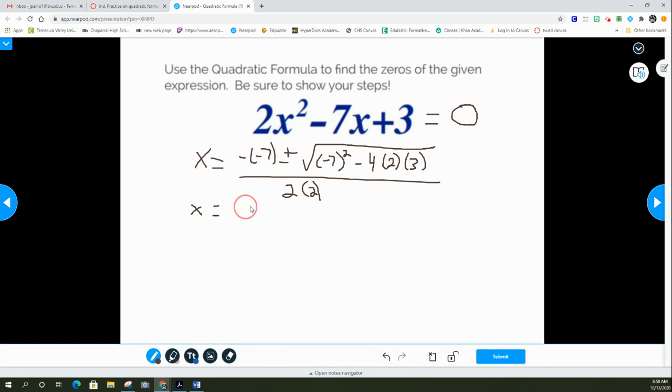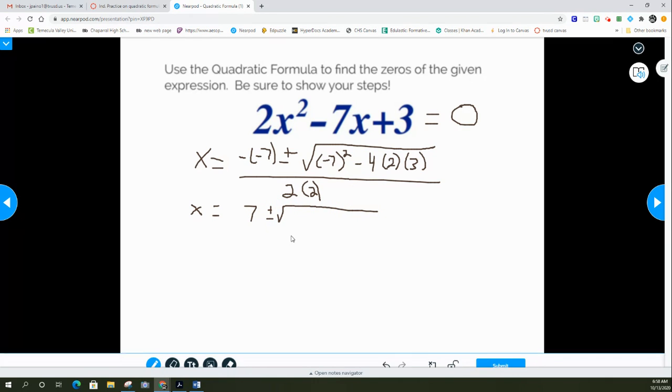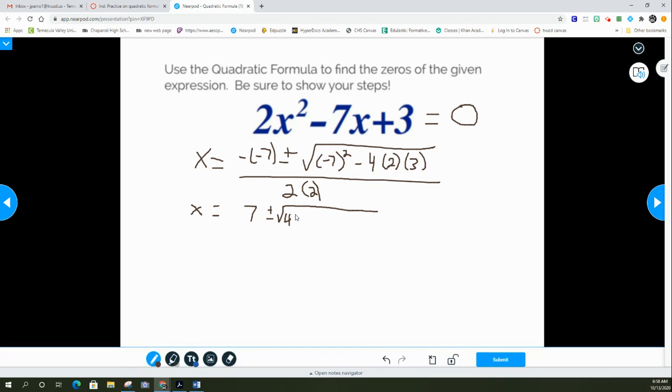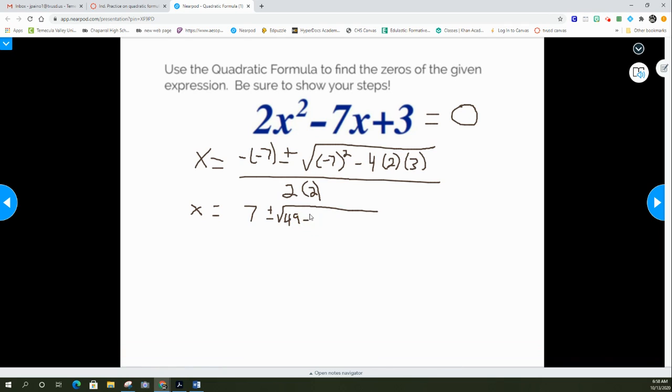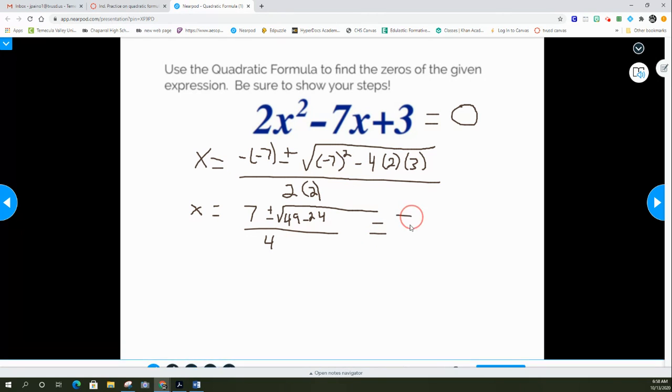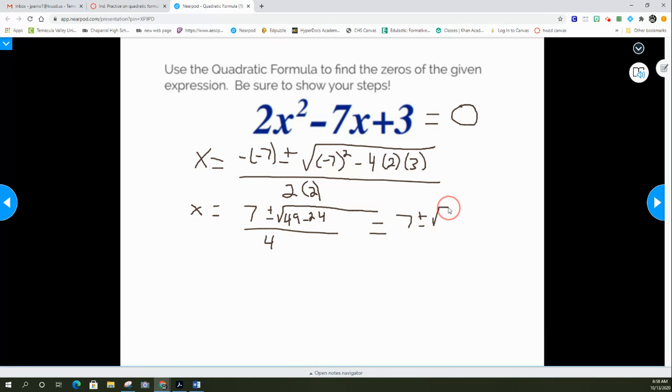So this is positive 7 plus or minus, and then negative 7 squared is positive 49. And 4 times 2 is 8, 8 times 3 is 24, so minus 24 over 4. So 49 minus 24 is 25, which is nice because that is a perfect square. And so we get 7 plus or minus 5 over 4.